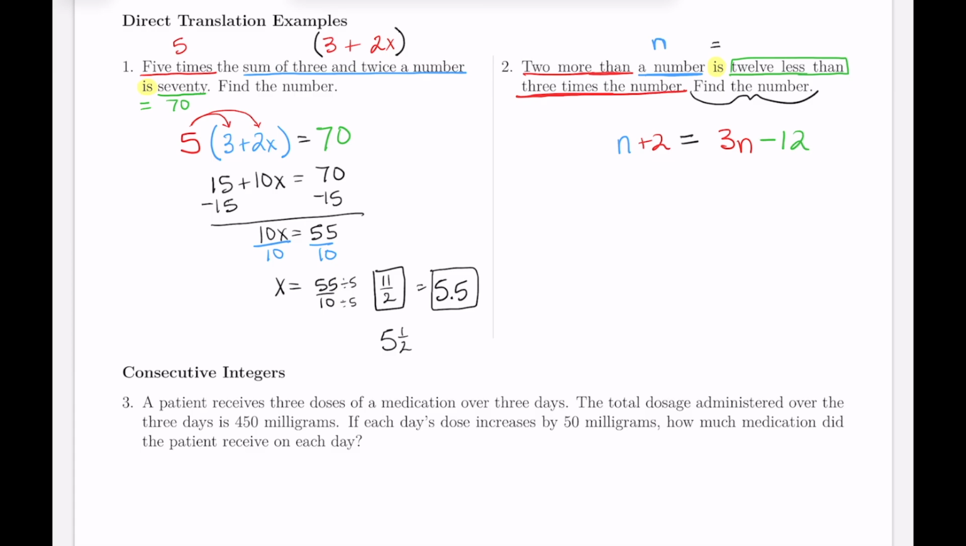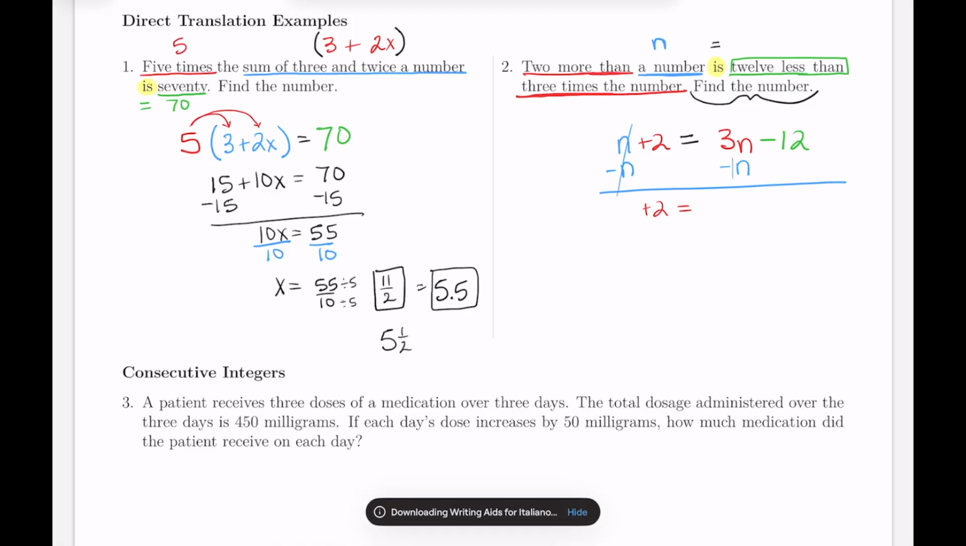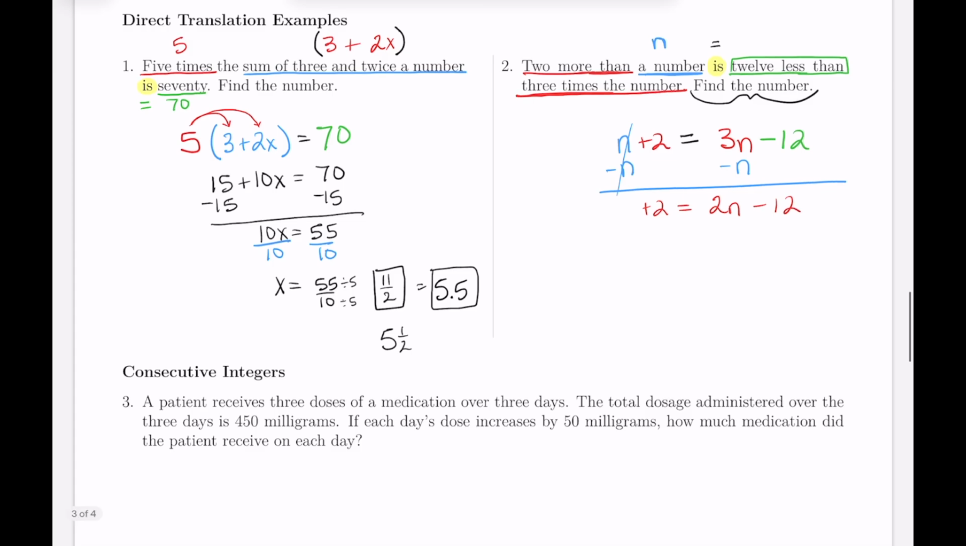Let's get all of our n's on one side. So I'll subtract an n from both sides. Remember, this is a 1n, right? And n minus n, those will combine to be 0. Now I have 3n minus n. Remember, this is in fact 1n. We don't always write it that way, but it is 1n. So 3n minus n is 2n. Let me just bring this negative 12 down. Okay, I don't really need this equal sign here. We'll get rid of it.